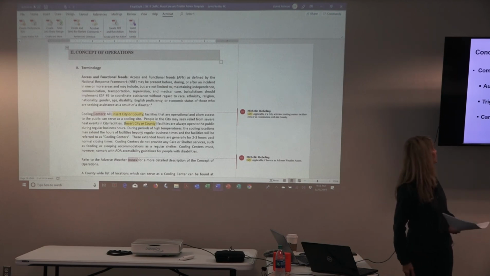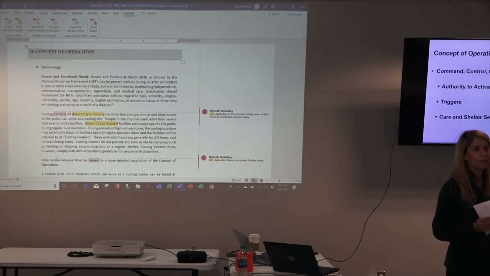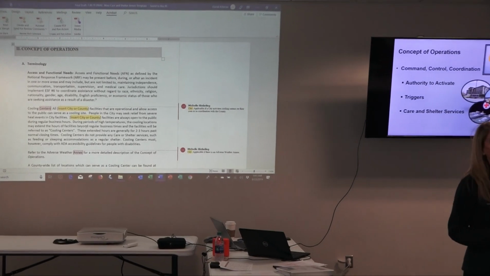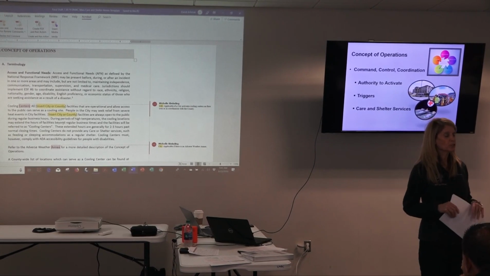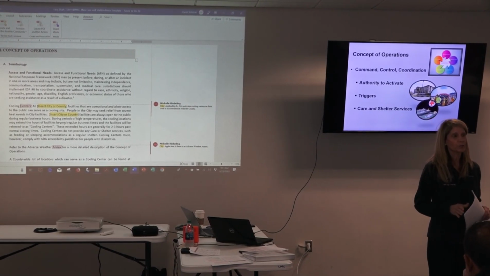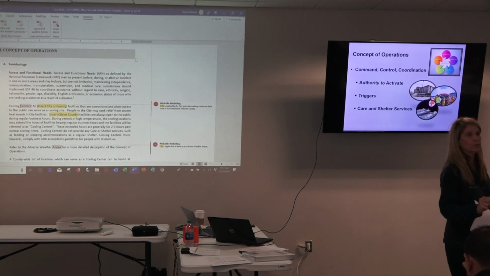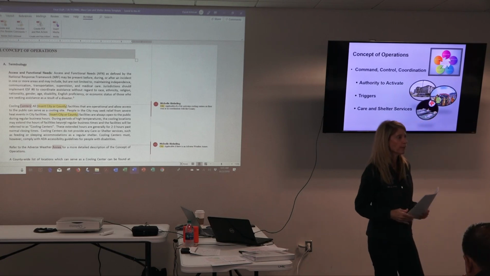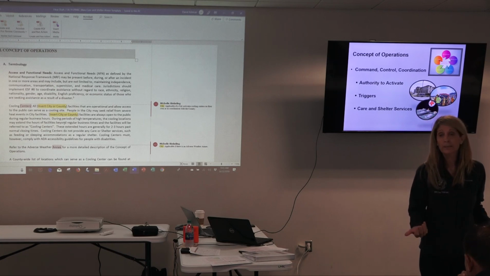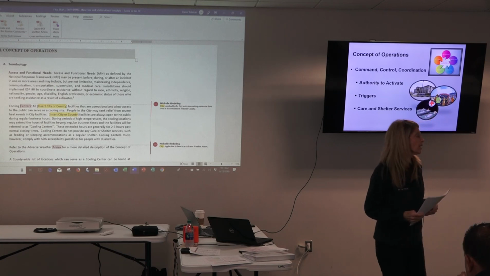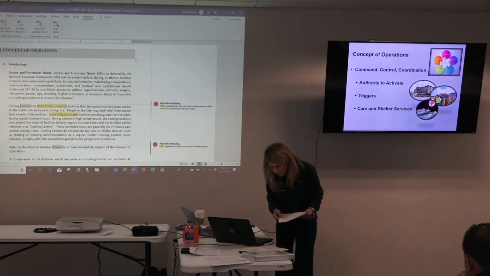So let's talk about the concept of operations, and we really have 3 slides to go through. For those of you in our key public safety agencies, you know what I'm talking about when I say command, control, and coordination. What we're going to do here is start to talk about care and shelter in terms of an incident occurring. As we move forward through the concept of operations, we're going to start to envision flowing through this plan as if an incident happens.